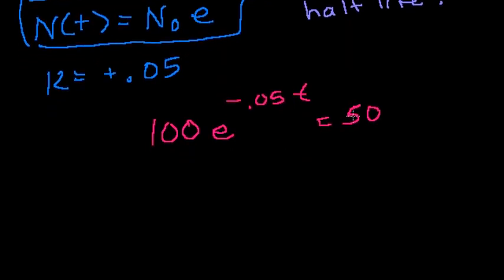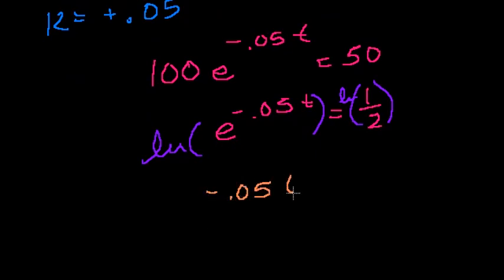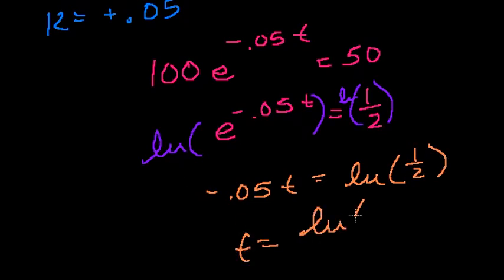We just solve for t. Divide both sides by 100. You get e to the minus 0.05 t is equal to 1/2. Take the natural log of both sides. The natural log of e to anything, I've said it before, is just the anything. So it is minus 0.05 t is equal to the natural log of 1/2. And then you get t is equal to the natural log of 1/2 divided by minus 0.05.